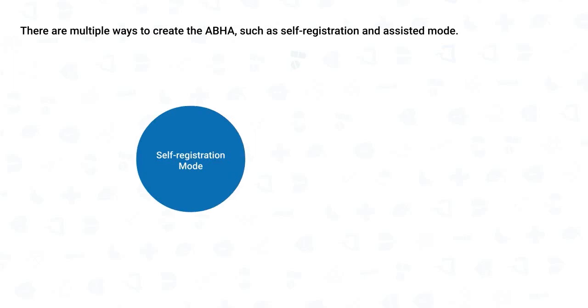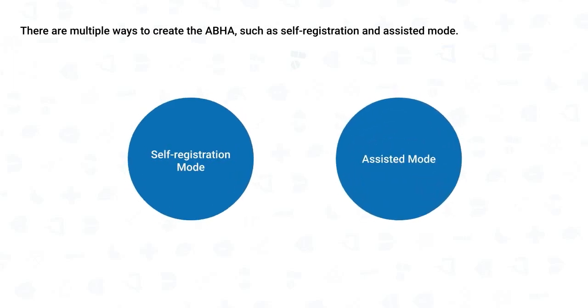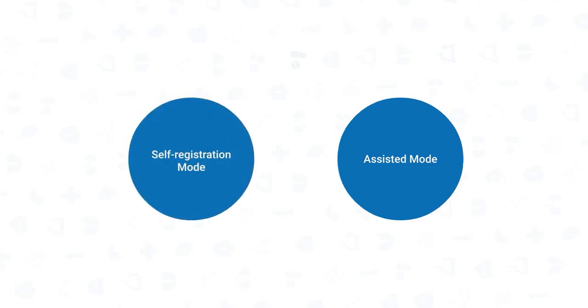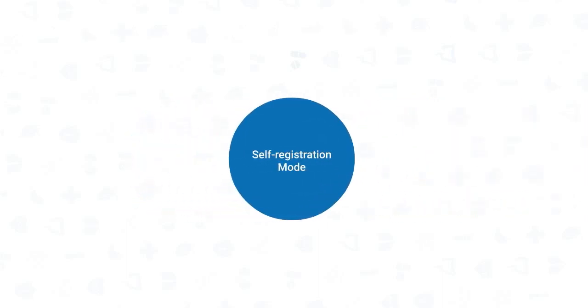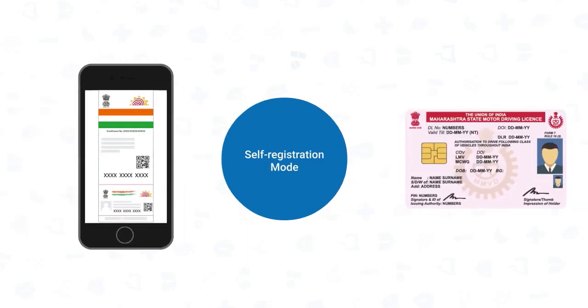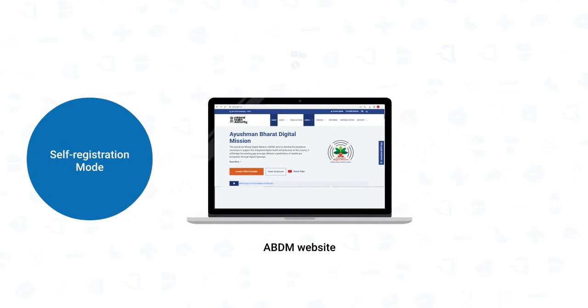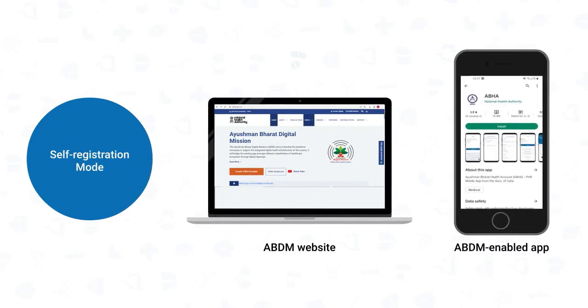ABHA can be created by self-registration and assisted mode. Here, we will learn about how to generate ABHA through self-registration mode. In self-registration mode, ABHA can be generated using an Aadhaar card or a driving license on the ABDM website or any ABDM-enabled app. An individual can create ABHA using Aadhaar card in 4 easy steps through the ABDM website.